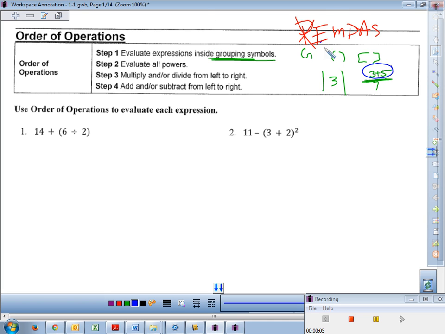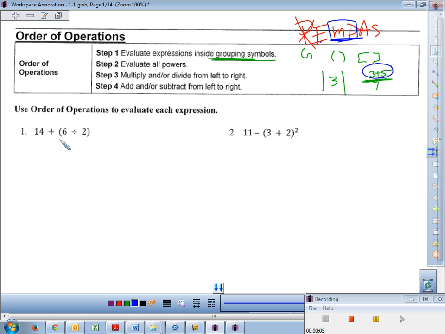E is any kind of exponents. Multiplication and division are on the same level, and you work from left to right. We work from left to right on multiplication and division. Multiplication does not have to come before division. We'll just work from left to right, as we'll see as we go through this, and then finally add and subtract. So I know it's just simple. We're trying to knock the cobwebs off on the first day of school. Nothing too complicated, so let's use the order of operations.